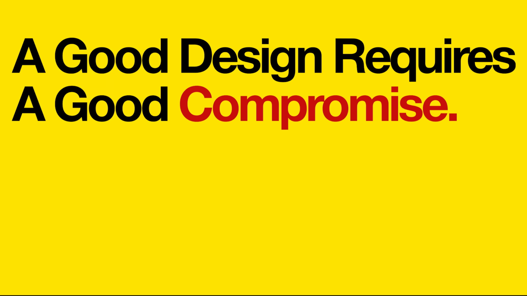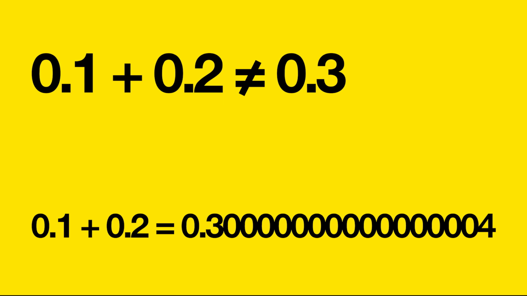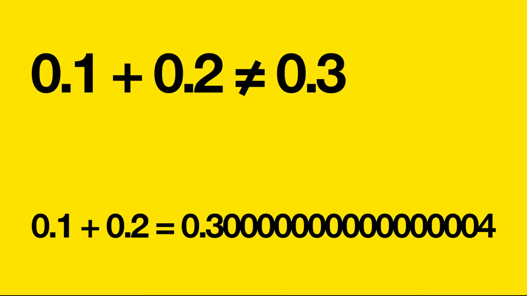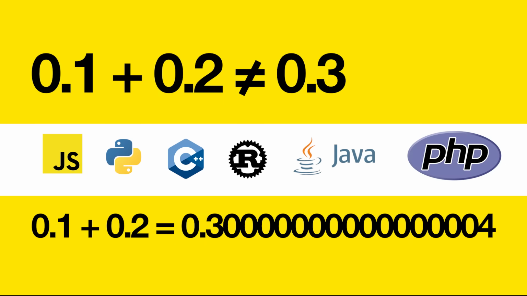However, a good design requires a good compromise. When you hear computers make mistakes or present inaccurate results, it is confusing, because how can there be a mistake when they use the simplest logic possible? But unfortunately, there is. For example, 0.1 plus 0.2 does not equal 0.3. Run this in any programming language and you will always get this result.